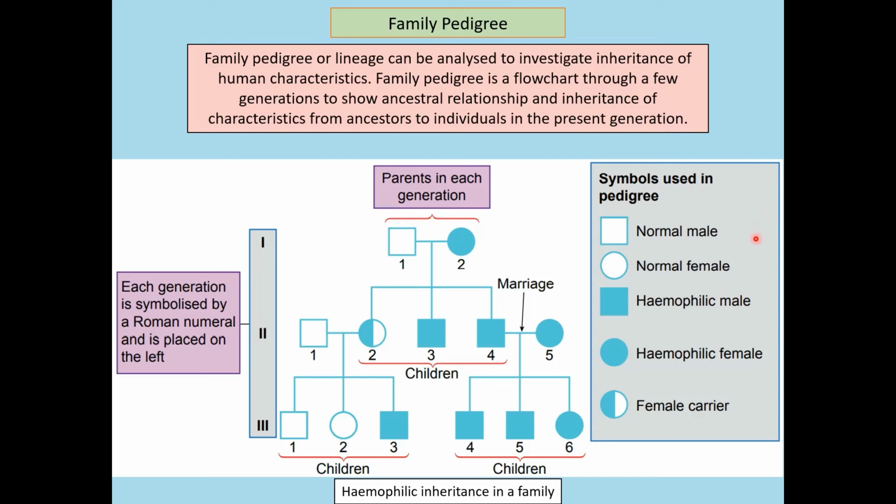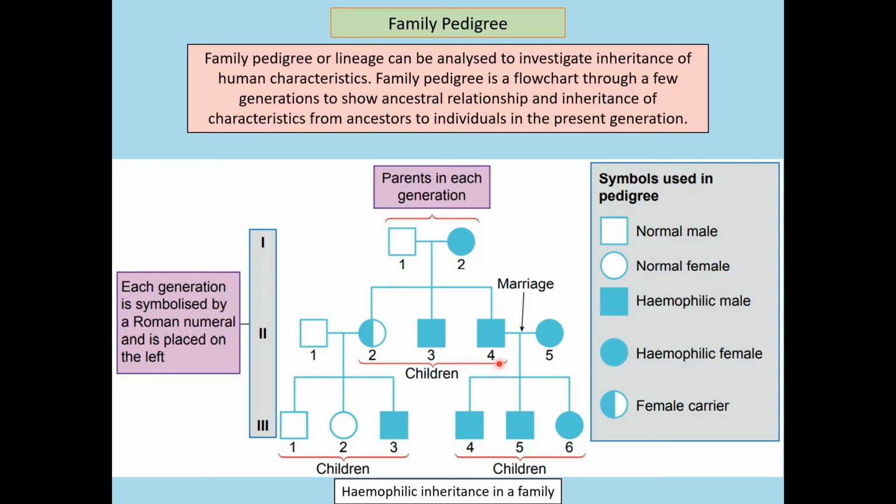Square shape is a normal male, round shape is a normal female, square shape with color is a hemophilic male, round shape with color is a hemophilic female, and round shape with half color is a female carrier. The first generation marriage will produce the second generation. In the first generation we can see the couple: the male is normal and the female is hemophilic. So in the second generation, the males are both hemophilic and the female is a carrier.